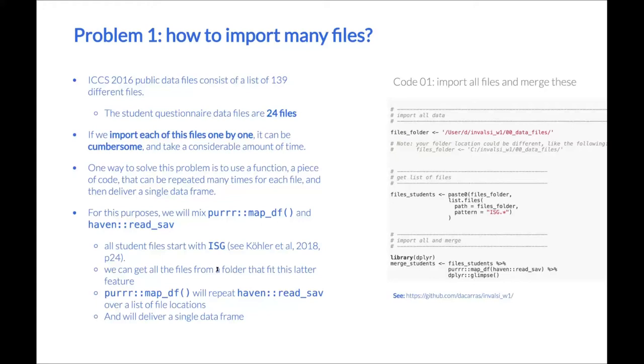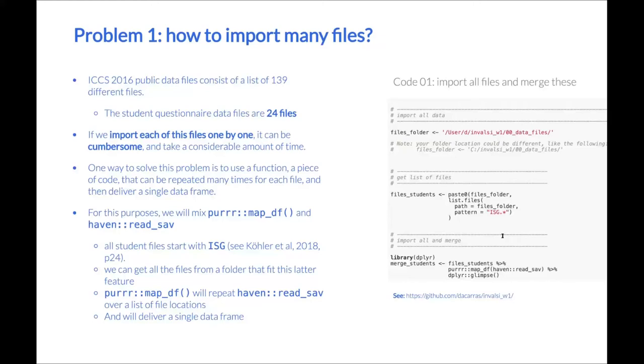The following code that is at the right side of the handout, first, is establishing an object that says where you have the data files located. Then in a second step, it's going to go to that location and search for all the files that fit the following pattern, the ISG. As Andres was saying, most of the information from ICCS is contained in the technical documents. And if you go to the technical documents, I think it's on page 24, they say what are the common features between the data files that they provide for the study.